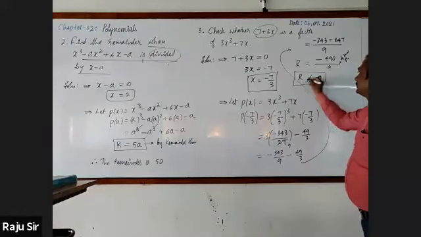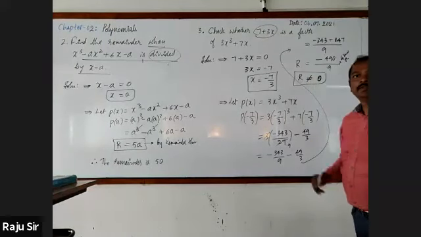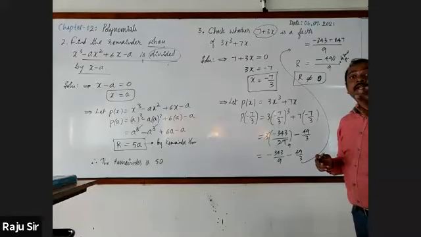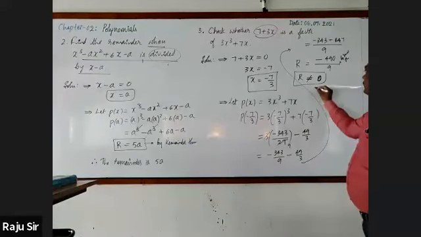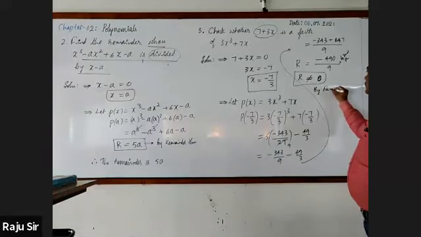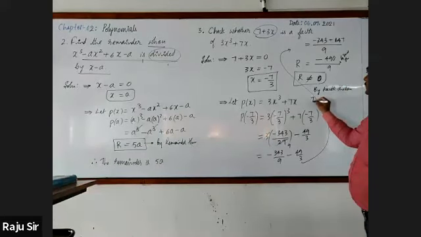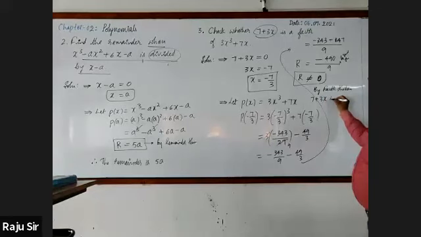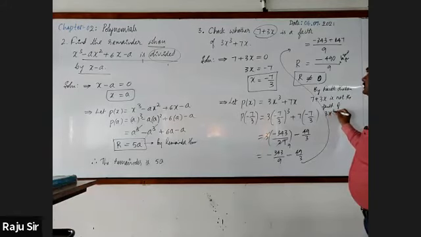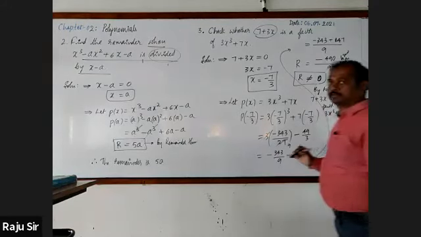Mention that, therefore, it is not a factor according to the factor theorem. By the factor theorem, 7 plus 3x is not a factor of 3x cube plus 7x.